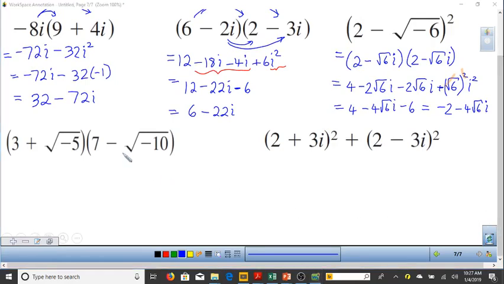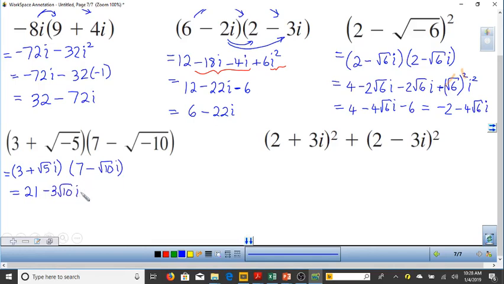Next example. We're going to distribute as before, and we'll simplify afterwards. So this is 3 plus square root 5 times i, multiplied by 7 minus square root 10 times i. Distributing, we end up with 3 times 7 is 21. 3 times negative square root 10 is negative 3 square root 10, and then multiplied by i. And then square root 5i times 7 is positive 7 square root 5 times i.